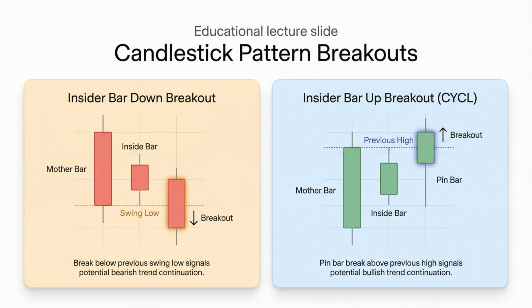Next, we utilize the screener to find specific candlestick patterns, such as inside bar breakouts. An inside bar down breakout occurs when a candle breaks the previous swing low. Conversely, an inside bar up breakout, like we see in the CYCL stock, happens when a pin bar breaks and closes above the previous highs, signaling a strong buying opportunity.